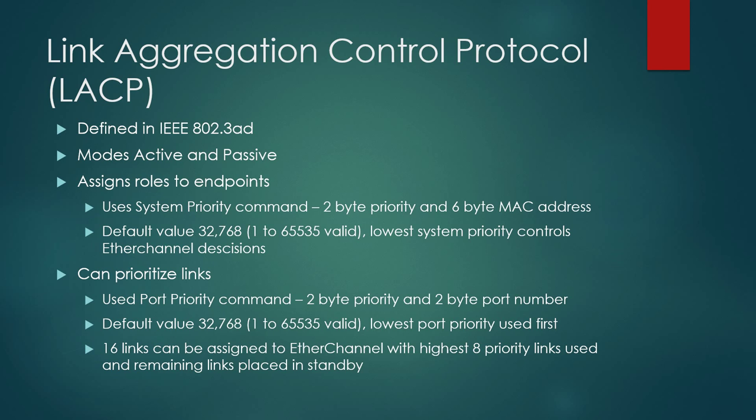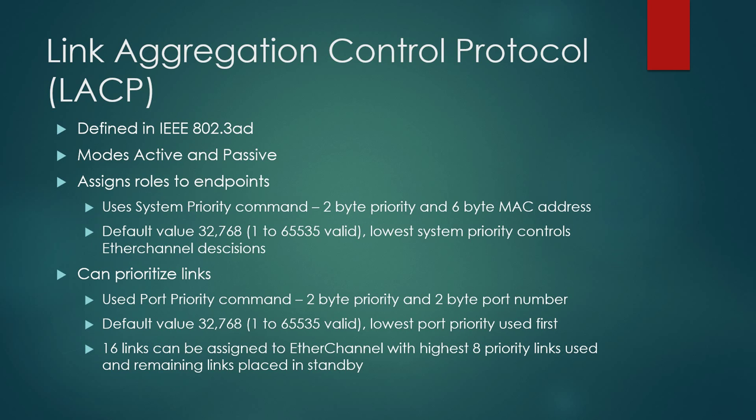Now we can also prioritize links within our Ether channel. And it's done with the port priority command. And port priority is made up of a 2-byte priority set with the port priority command and a 2-byte port number. And the port priority command, just as system priority, uses the same values of 1 through 65,535, where 32,768 is the default priority setting.